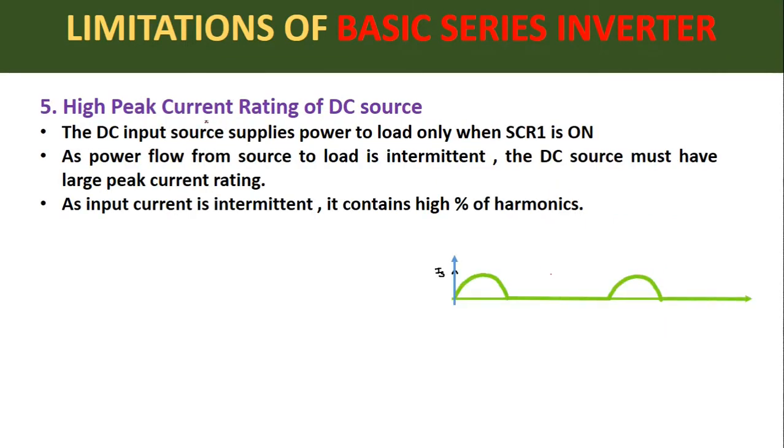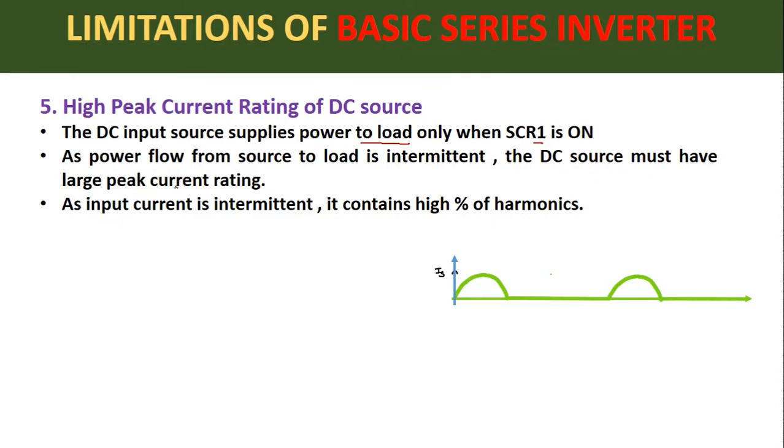Last limitation of basic series inverter circuit is high peak current rating of DC source. The DC source connected in the basic series inverter circuit supplies power to the load only when the SCR1 is in the on condition. When SCR1 is on, only then is the DC source connected to the load. So at that time only the DC source will supply power to the load, and when the SCR1 is in the off condition, this DC source will not supply power to the load. So as the power flow from source to load is intermittent, that means the DC source is providing the power only in alternate cycles to the load.